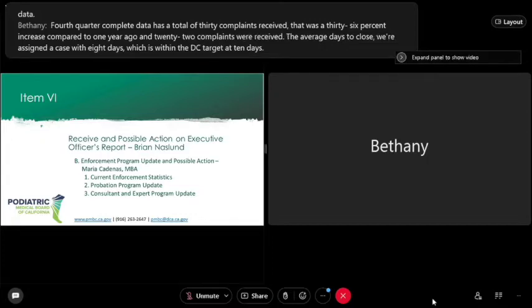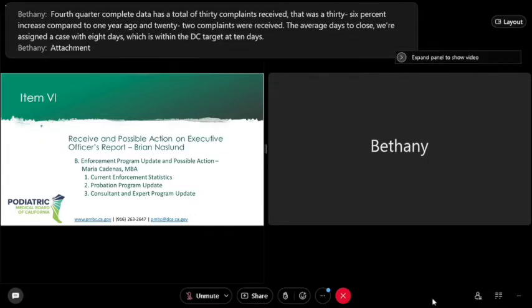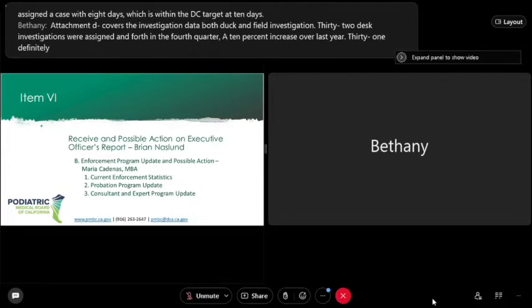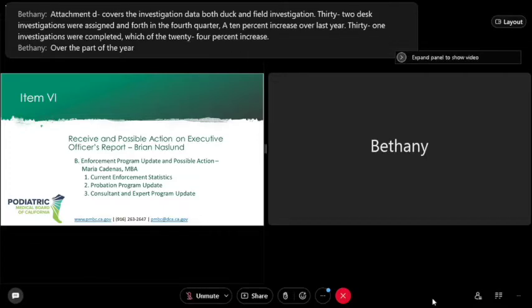Attachment B covers the investigation data, both desk and field investigations. 32 desk investigations were assigned in the fourth quarter, a 10% increase over last year. 31 desk investigations were completed, which is a 24% increase over the prior year. Processing time increased by 6% with an average processing time of 52 days.